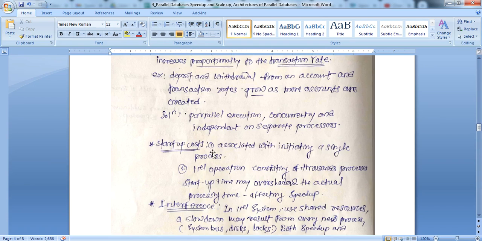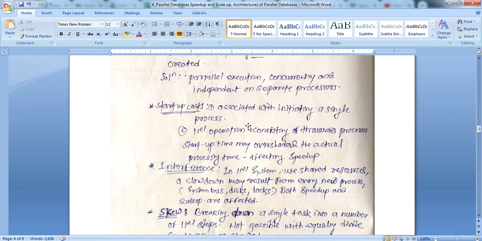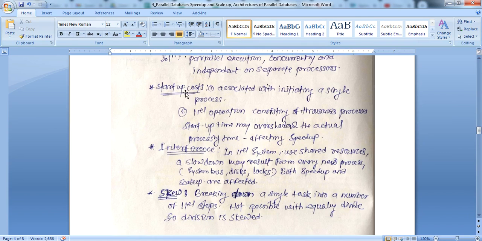Now the startup cost of a given process is associated with the initial single processor. A parallel operation consists of thousands of processors. Startup time may overshadow the actual processing time. That affects the speedup. Definitely parallelism gives the proper output. Now the startup cost depends on the scenario, whether it is a single process or multi-process.